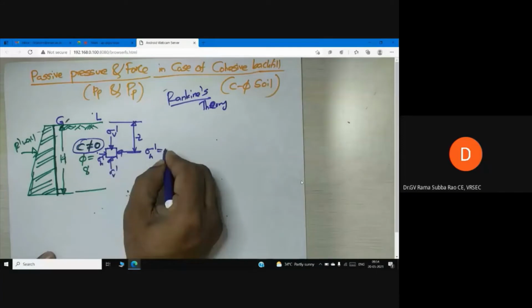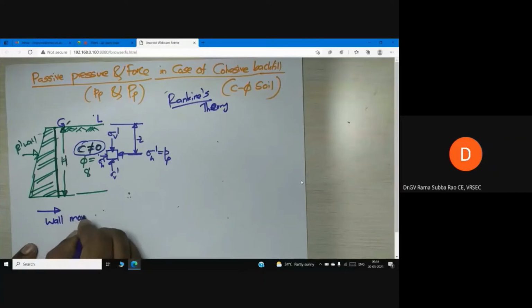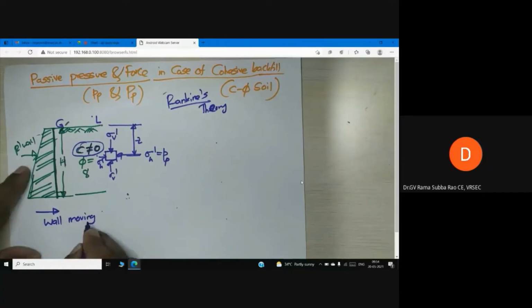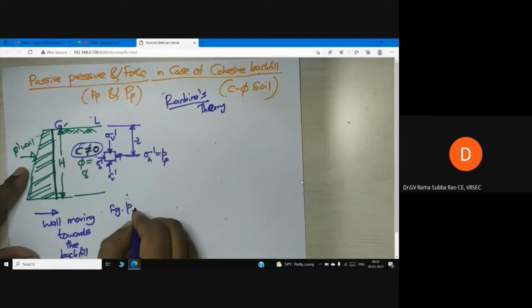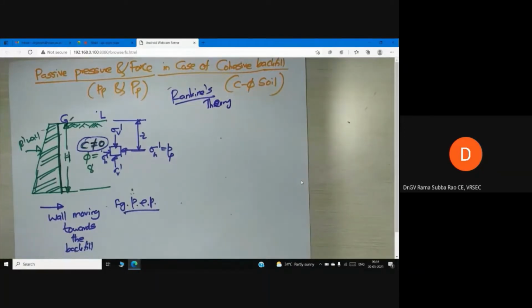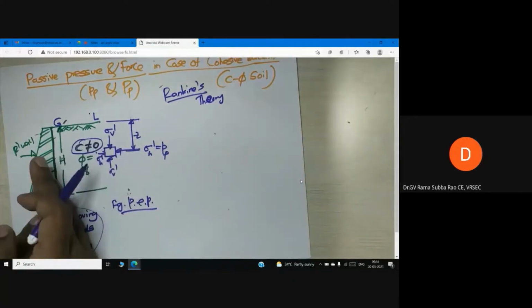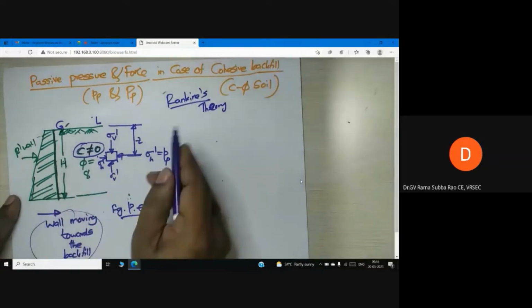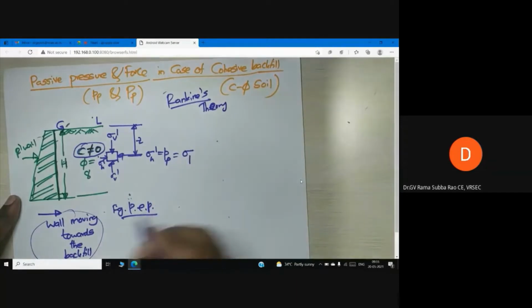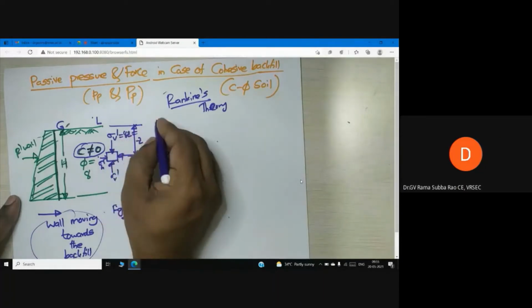Now this is PP. Now the wall is moving towards the backfill. So that means this is a figure related to passive earth pressure. When the wall is moving towards the backfill, there is an increase in pressure in the horizontal direction. So sigma 1 is PP. Now sigma v, which is gamma Z, that is equal to sigma 3.